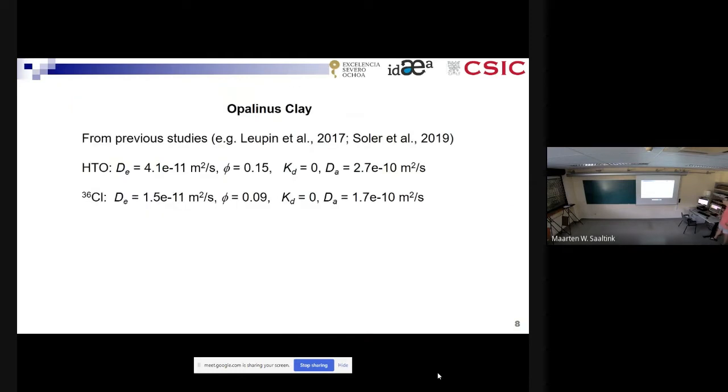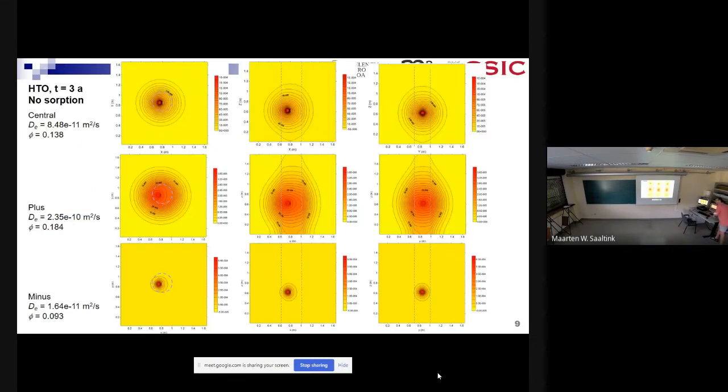Also, for the Opalinus Clay, I take some standard values from previous studies, and these are values for tracer diffusion coefficients for both tritium and chloride. In principle, they don't sorb in clay. So effective diffusion coefficients, porosities, and the apparent diffusion coefficient. The apparent diffusion coefficient in this case is the ratio between effective diffusion coefficient and porosity, which gives you transport distance. So, okay, that's the parameters. Again, at this stage these are purely predictive calculations.